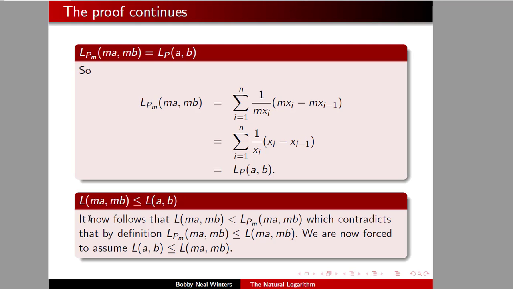So it now follows that L(ma, mb) is less than or equal to L_{P_m}(ma, mb), which contradicts the definition, because by definition L_{P_m} has to be less than or equal to L(ma, mb). Since we get a contradiction, we are forced to conclude that L(a, b) is less than or equal to L(ma, mb).